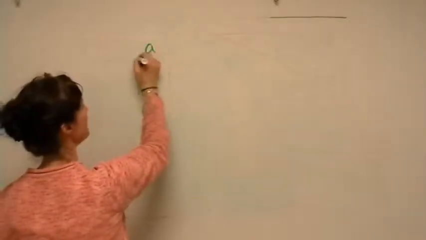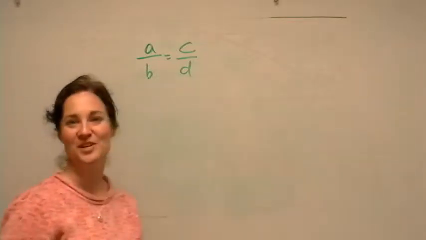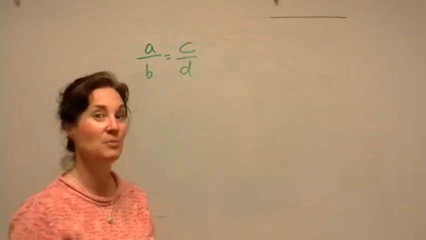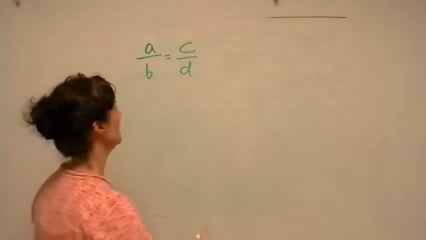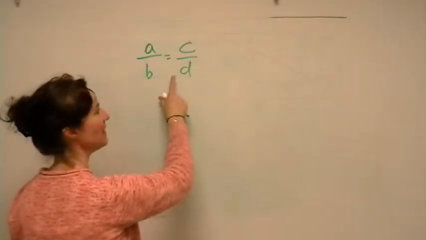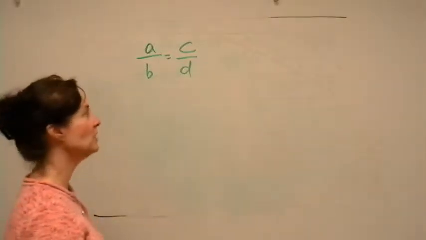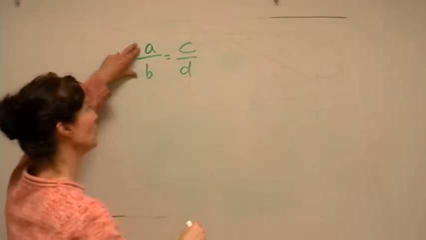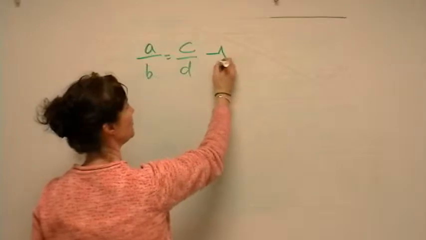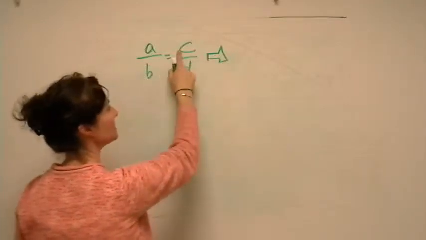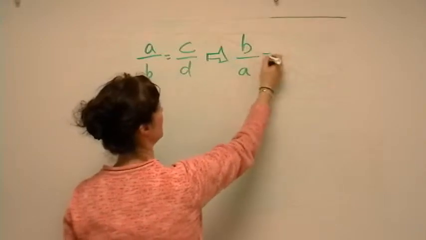Remember that when you have A over B equals C over D, there are a few rules that you can use. Practicing these rules is important, because if you don't recognize them, it will mess you up. One of the things you can do is write the reciprocal of each fraction, and it will still be a true proportion.